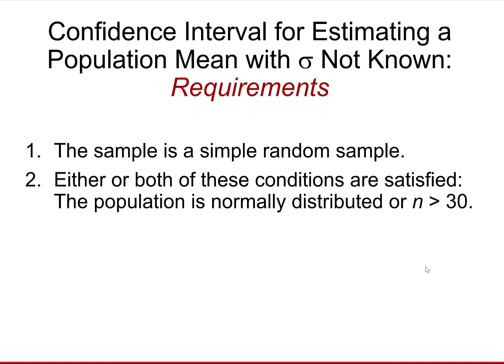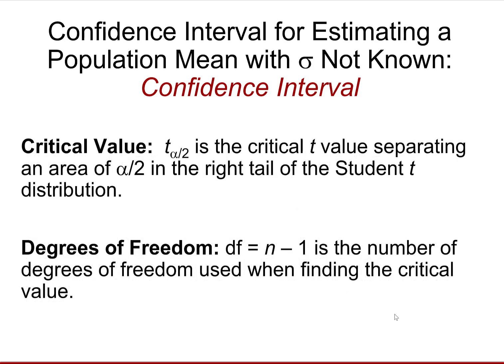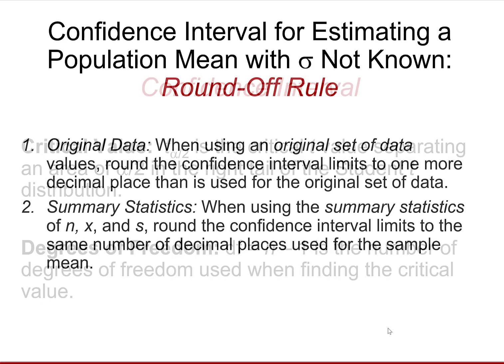Two requirements: a simple random sample, and then either or both of these conditions are met. The population is normally distributed or the sample size is greater than 30. And again, similar formula to what we had for the population parameter. We're going to use the t distribution here, that's the critical value, and then we're going to use s over the square root of n. And again, we're going to use technology, so we're not going to worry too much about finding critical values.